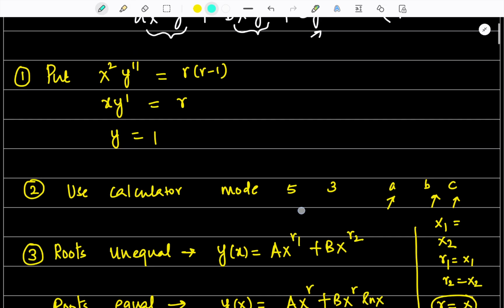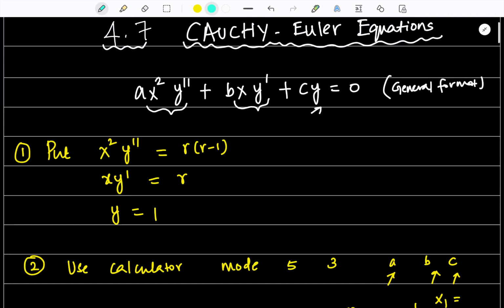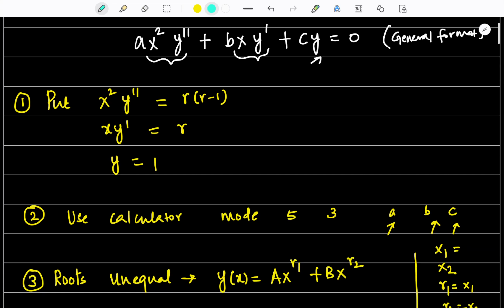Let me recollect the rules. Once the Cauchy-Euler equation is given, we need to do the substitution. The first one is x² y'' becomes r(r − 1), x y' becomes r, and y becomes 1. After putting this in, the differential equation will be converted into a second order differential equation with constant coefficients.